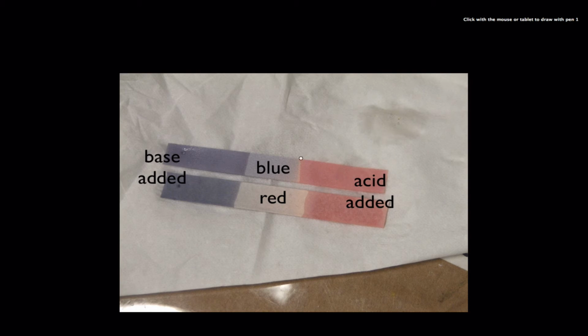And the cool thing about litmus paper is blue litmus paper will turn red when you put an acid on it. And red litmus paper will turn blue when you put a base on it. So what we've done is we've dipped this end of the litmus paper into a base, and you can see that the blue litmus paper stayed blue, okay, but the red litmus paper took on a bluish color.